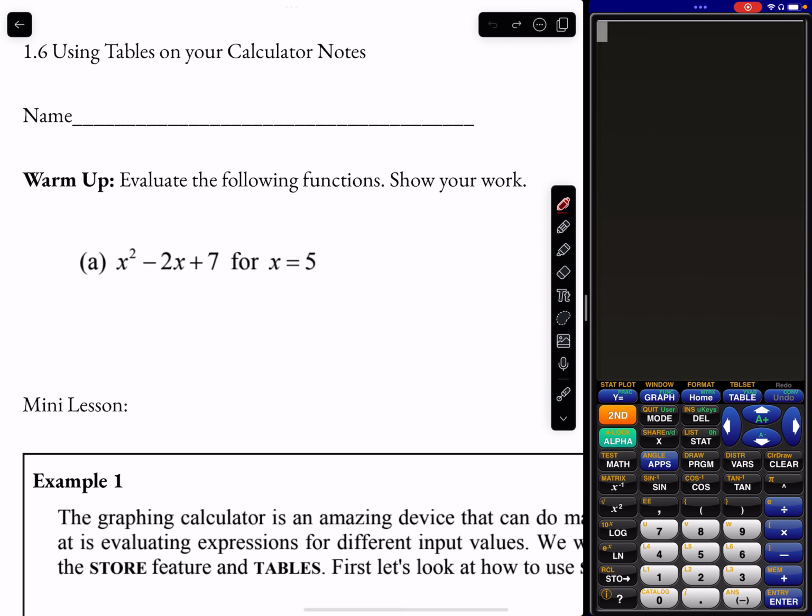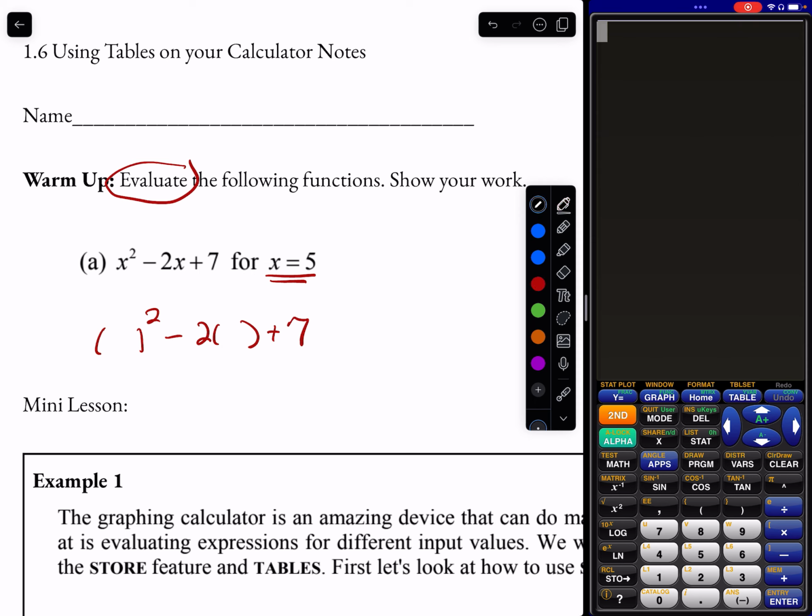All right, for our warm-up here, we're going to evaluate. Remember, evaluate means we're just going to substitute in. So if the value of x equals 5, I'm just going to create parentheses wherever the x values are. Notice that there are multiple x values here in this one. So then I substitute 5 in here and 5 in here. You can evaluate it yourself.